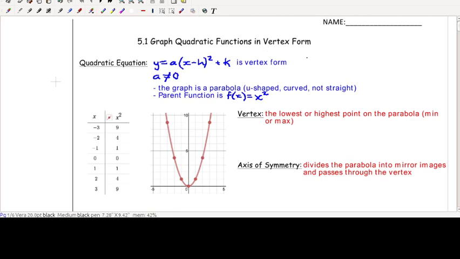And the reason this is called vertex form is because when you look at the equation, it's really easy to tell what the vertex of your parabola is. None of those words sound familiar? That's okay, because that's what we're going to learn in this lesson.